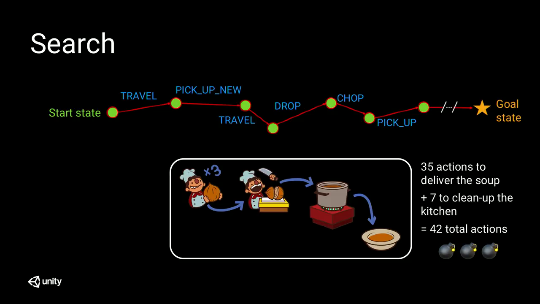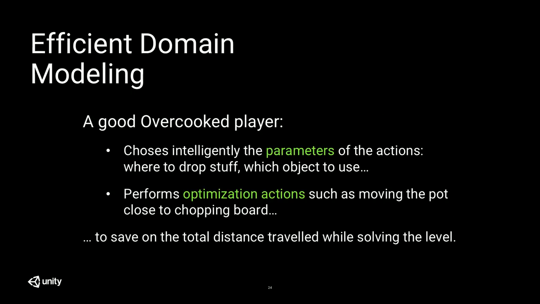So we have to ask ourselves, how can we get to more stars? How can we better leverage planning to optimize the actions that we take in order to make soup as fast as we can? So let's think about how a good Overcooked player plays Overcooked. And that is that players choose intelligently where they prep food, where they place objects, when they move things closer to each other. And we want to utilize this in representing our game so that the AI planner can make such decisions on its own.